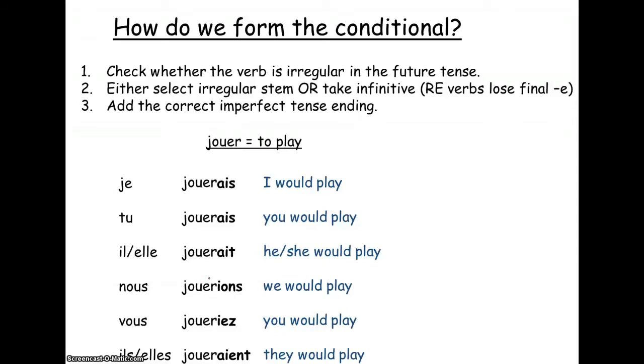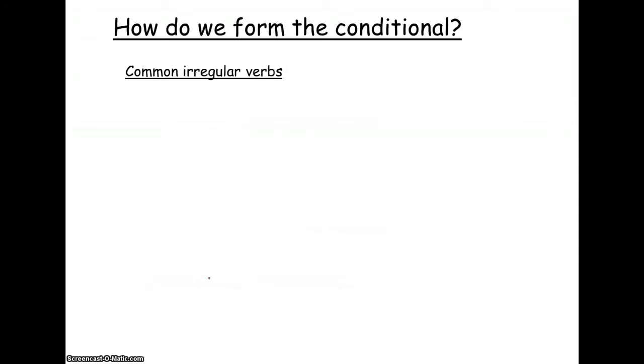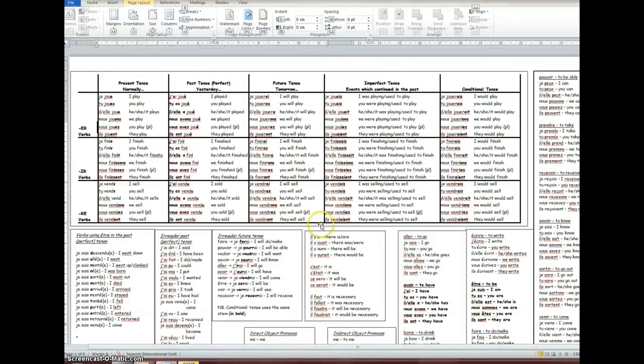And it's worth having a look at some of those irregular verbs as well. Because the irregular future tense stems are what is used to make the conditional mood, the irregular verbs in the future tense are going to be the ones that are irregular in the conditional. So let's just have a look and find those on the learning.